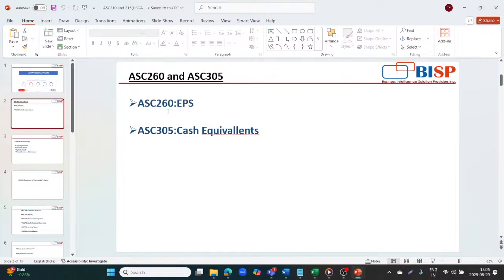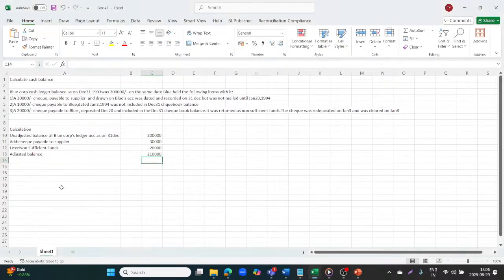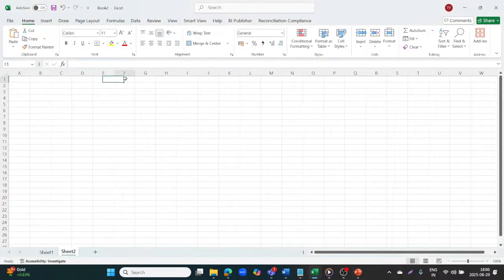Here we'll also see the different methods of calculation of the EPS. An entity having a simple capital structure must present a basic per share amount. Entities with a complex capital structure have to present basic and diluted per share amounts. So we have EPS bifurcated into two: first you have basic EPS, then you have diluted EPS.